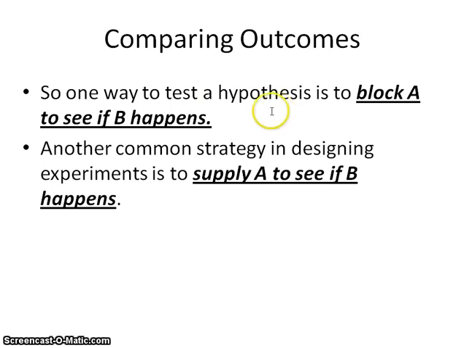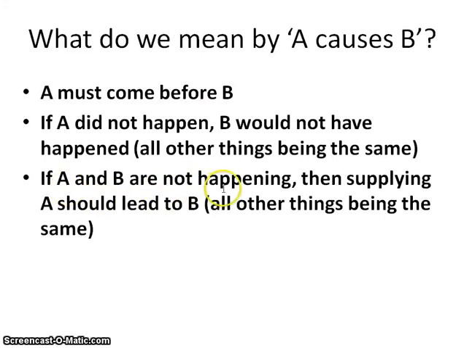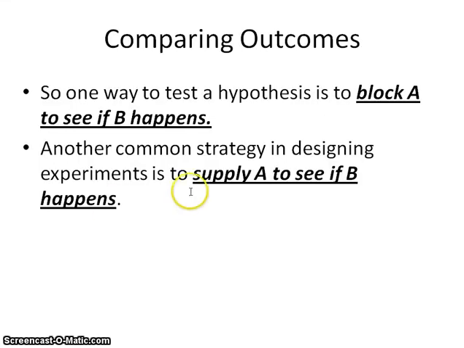So one way to test a hypothesis is to block A to see if B happens. The flip side is from point number three. Remember, point number three was if A and B are not happening, then supplying A should lead to B. Well, that's going to be our second strategy. Another strategy in designing experiments is to supply A to see if B happens. In fact, a good experiment is going to do both of these things. You'll have one condition where you're blocking A and another condition where you're supplying A.